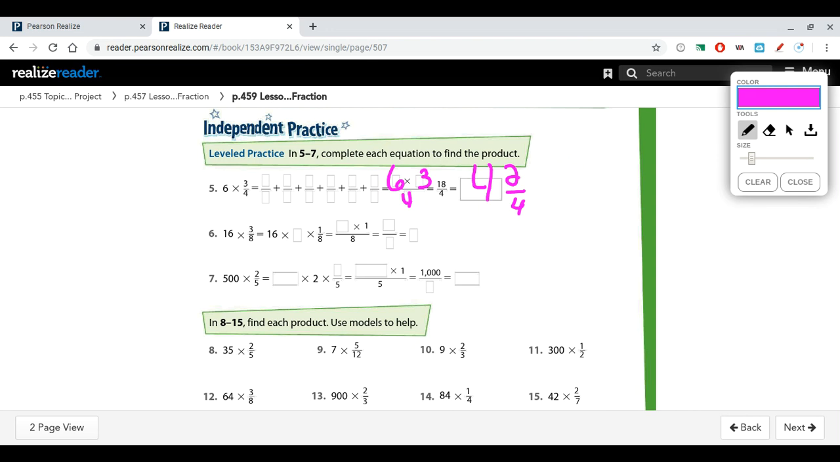And so if you can, remember, we always need to look to see if we can simplify our product to the lowest terms. 2/4 can be simplified because 2 is the common factor. So it's going to be equal to 4 and 1/2.